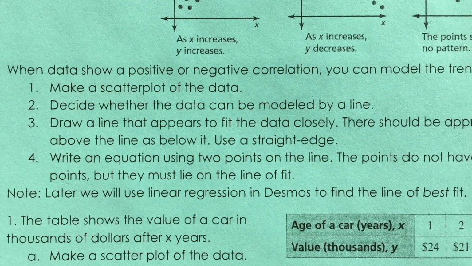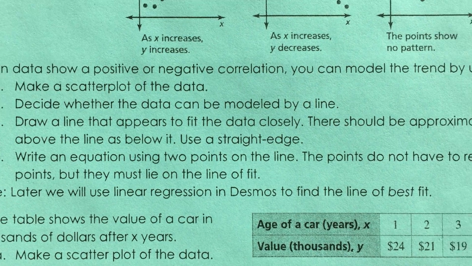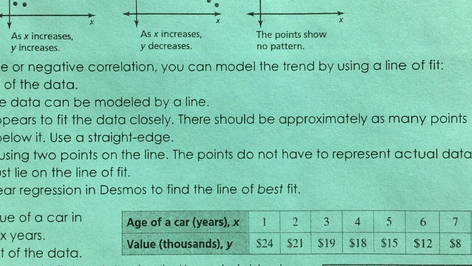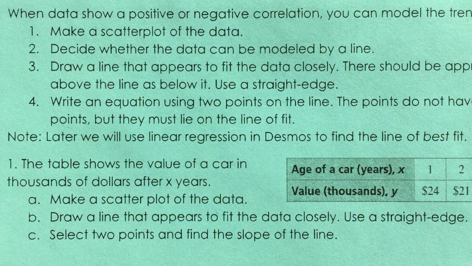So what do we need to do? When data show a positive or negative correlation, you can model the trend by using a line of fit. Keep in mind what we're doing here is simply on paper, and it's our best line of fit. However, later we'll use Desmos to find the line of best fit.